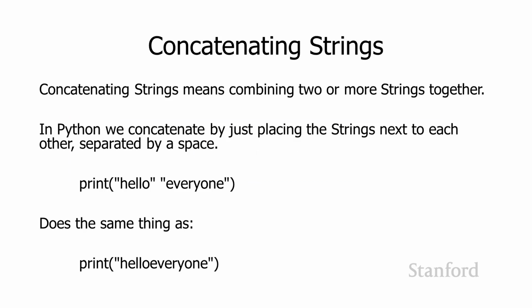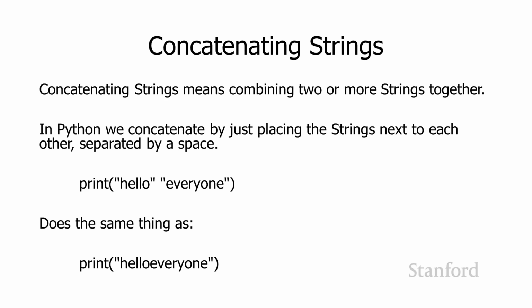All right, another issue that sometimes comes up is how to do what's called concatenating strings. In computer science, concatenating strings means to combine two strings into a single string. There are a variety of different ways to do this depending upon the programming language. In Python, you just separate the strings by a space and it automatically puts them together. So if I say hello space everyone, it's going to combine that together into a single string. Notice that it does not actually add a space into the hello everyone.